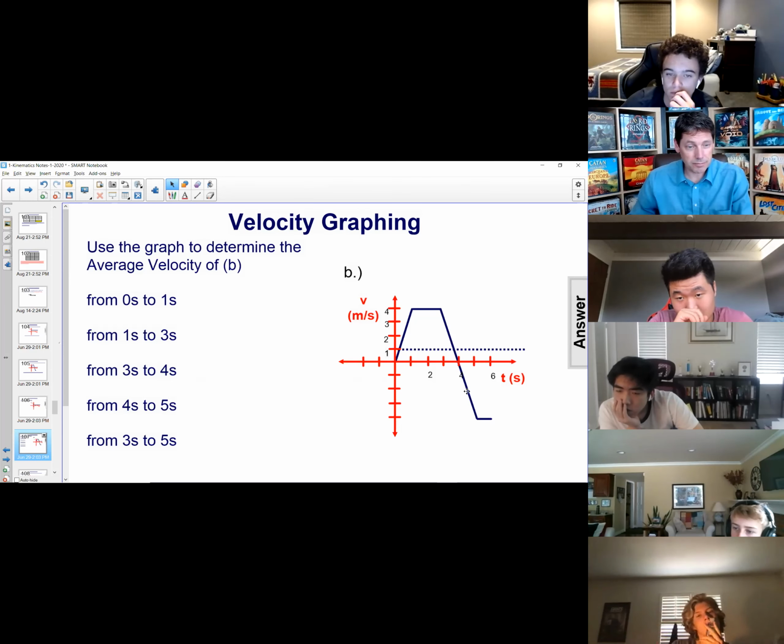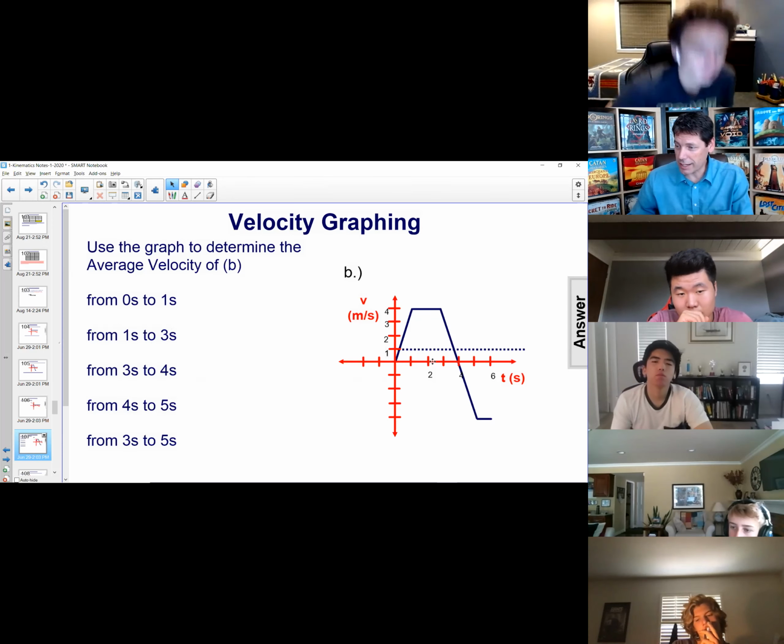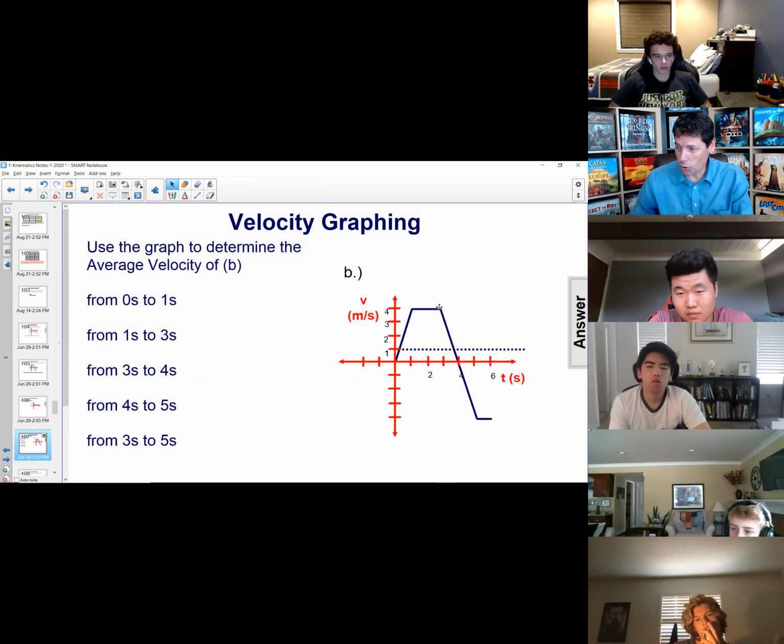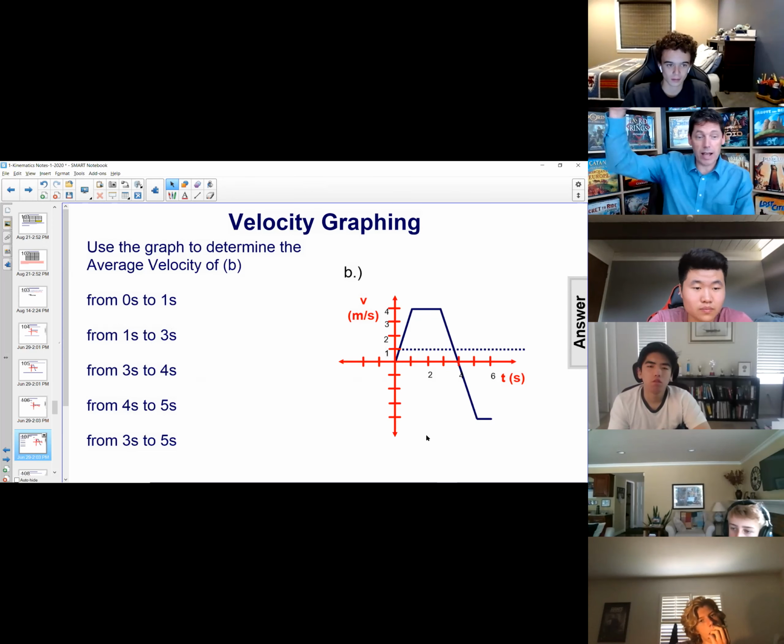Now here's the tricky one. So we just did 0 to 1 second, 1 to 3, 3 to 4, 4 to 5. What about from 3 seconds to 5 seconds? So they're saying, what about from this corner by the top plateau all the way down to this corner at the bottom plateau? What's the average on that whole span? 0. Started at positive 4, ended at negative 4, so the average is 0.